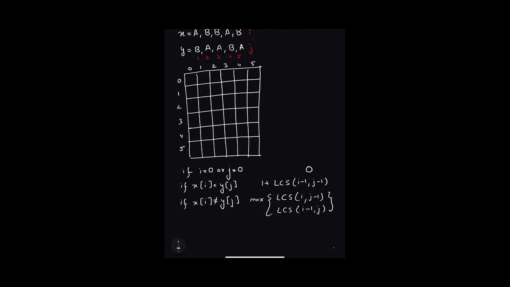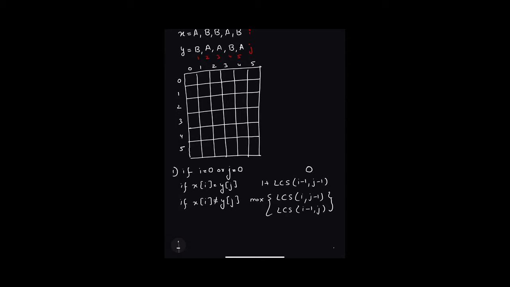Now let us see how this problem can be solved dynamically. Let us consider this example again. Over here I am having a string x and y. For x I have taken the variable i, and for y I have taken a variable j.